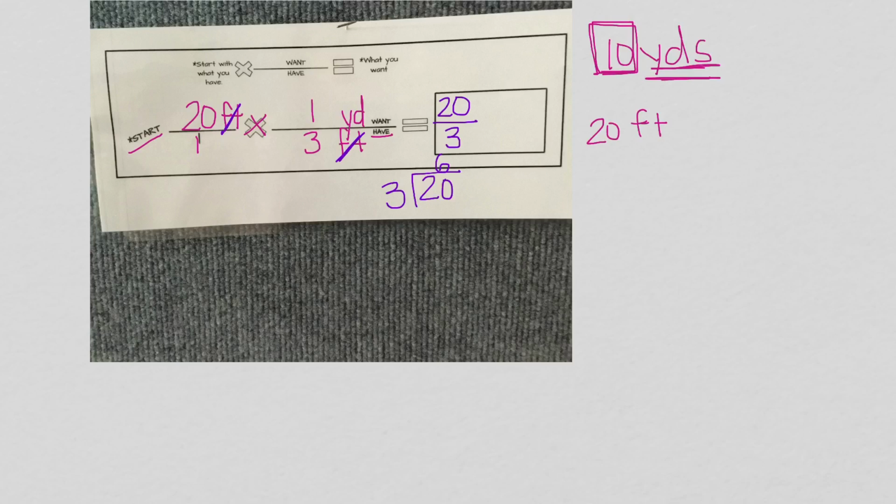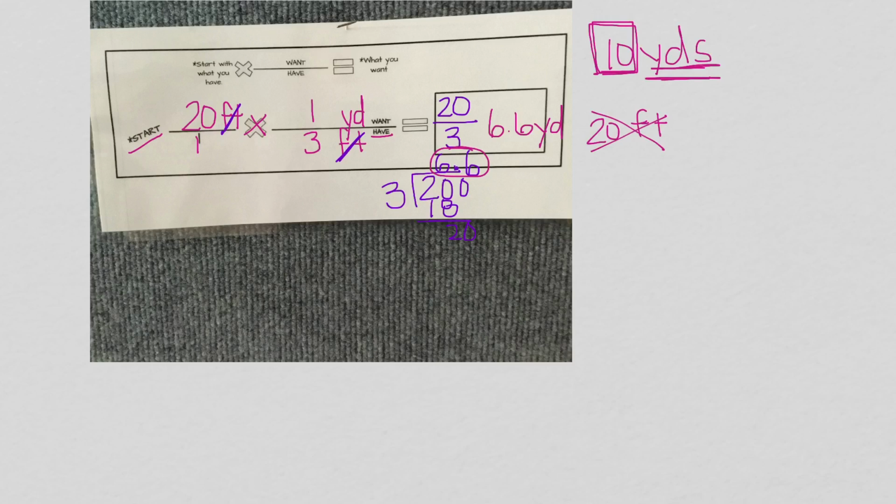is 6, 18. I get a 2, bring down a 0, and then I get a 0.6. So my answer that I was looking for was 10 yards, and I actually converted this to 6.6 yards. So it is not 10 yards. So my first one is not correct.